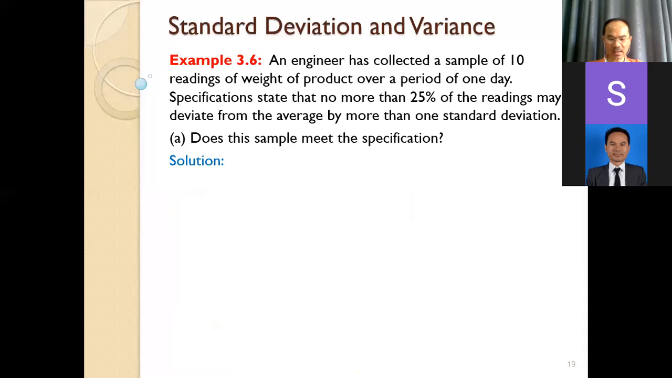And your spec, the product specification: the error should be no more than 25% compared to the accepted region. For this case, we use only one standard deviation. One standard deviation is the limit for maximum and minimum. Does this sample meet the specification? It meets the specification if we accept only 25% error. If it's higher than 25%, we do not accept.